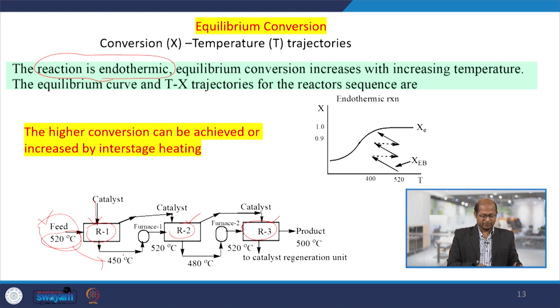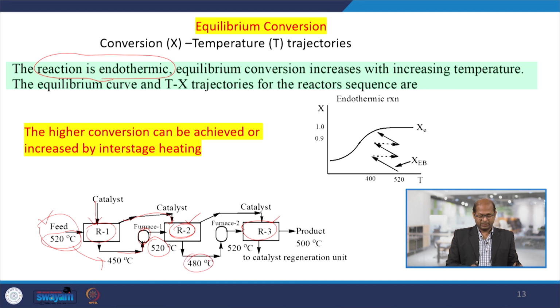So, what happens then? Again take out the reacting mixture and pass it through furnace 1 and heat it up, and by interstage heating its temperature would reach 520. Then again it would be fed into the second reactor, where again we charge catalyst, reactions take place here, and then again the temperature would fall.